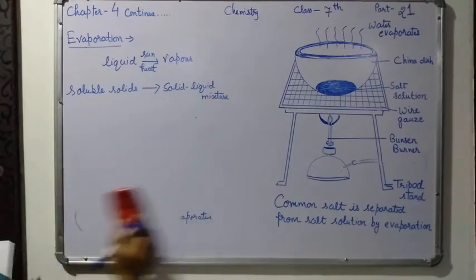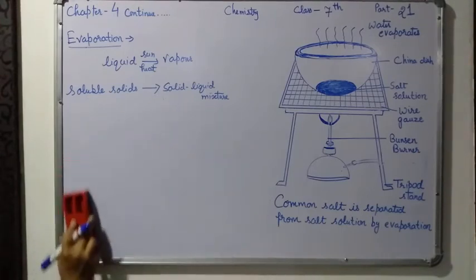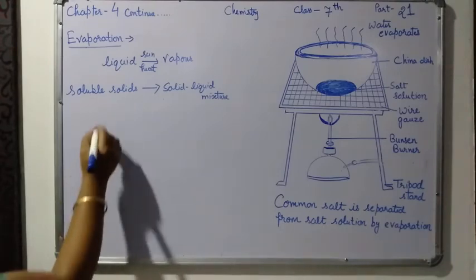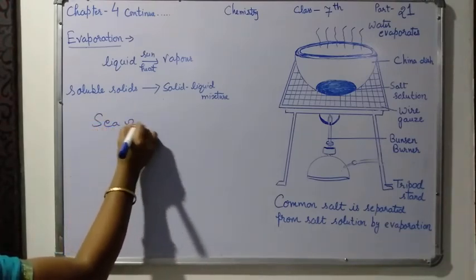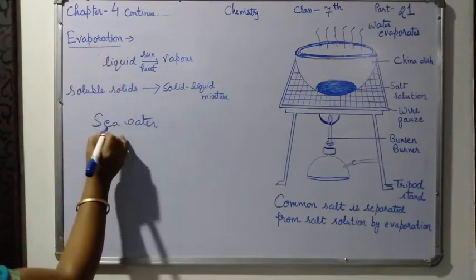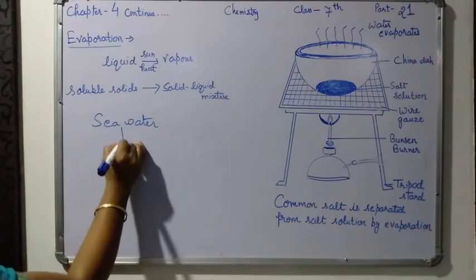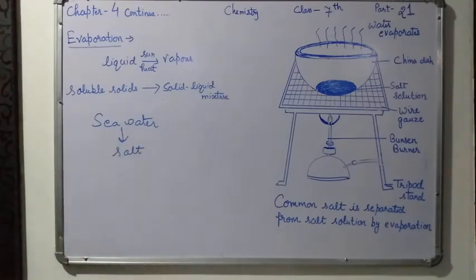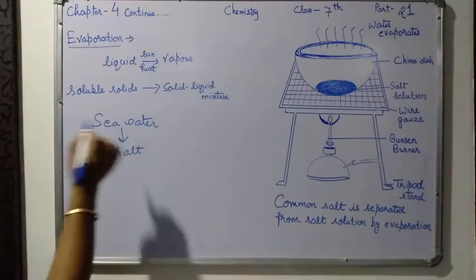I think all of you know that salt is present in seawater. That is why the taste is very salty. If you taste seawater, it is salty. So the evaporation method is used on seawater for taking out the salt. Evaporation is mainly used to obtain common salt from seawater.